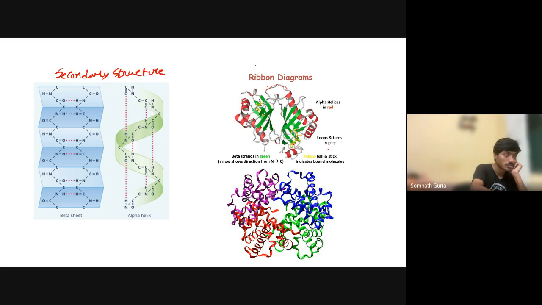This is the tertiary structure, and this is the quaternary structure. This is an example of hemoglobin.